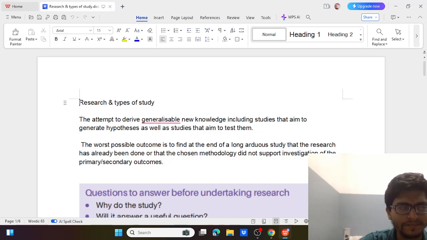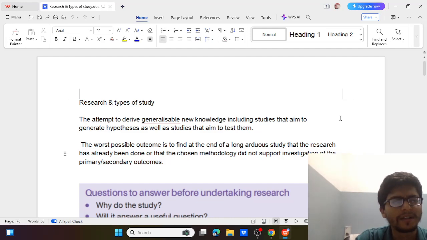So research. In research, here we attempt to derive generalizable new knowledge, which includes studies that aim to generate hypotheses as well as studies that aim to test them. To break it into simple words, research is where we try to find new knowledge in a generalized way, either by building a study that will generate a hypothesis, or a study that will test a hypothesis.